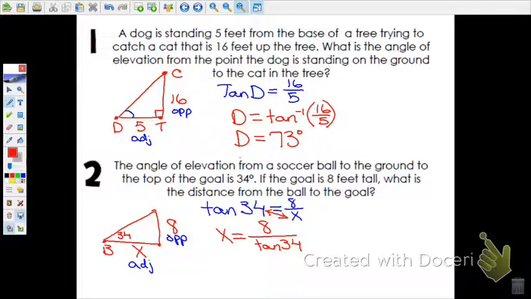So now it's ready for the calculator. 8 divided by tangent 34. For our side lengths, just like the assignment you're going to get, we're going to round to the nearest hundredth, 2 numbers after the decimal. So what do we come up with for this one? It's 11 and 86 cents. It's 11.86. And what is our label? Feet.